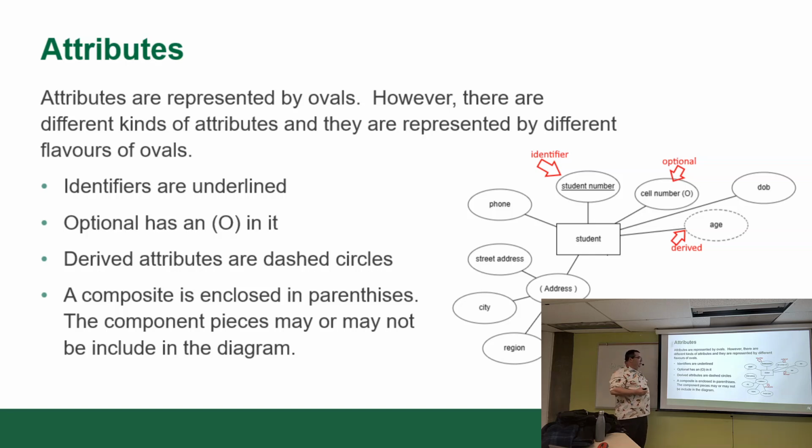A composite attribute is enclosed in parentheses. So address right here. The component pieces may or may not be included in the diagram. That one is optional, just depends on where you're working. Sometimes the person will just put in address in parentheses, and the assumption is that people know what makes up an address. Depending on what part of the world you're in, those pieces might be slightly different.